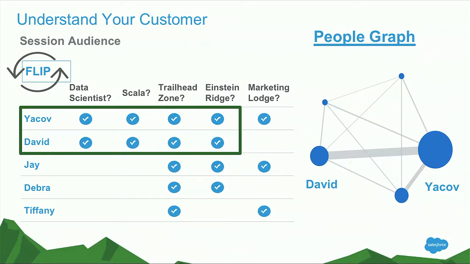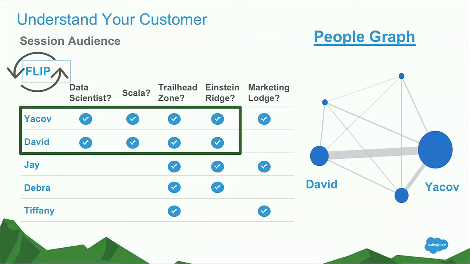And here are the results for our audience analysis. Now you can see the people graph on the right, which considers all 5 people as nodes. The node size represents the number of attributes a person has, and the thickness of the connecting edge represents how many shared attributes exist between any two people. Now you'll notice that the most similar people in the graph are Yakov and David. They share 4 attributes in common. They're data scientists who program in Scala and have been to the Trailhead Zone and Einstein Ridge.